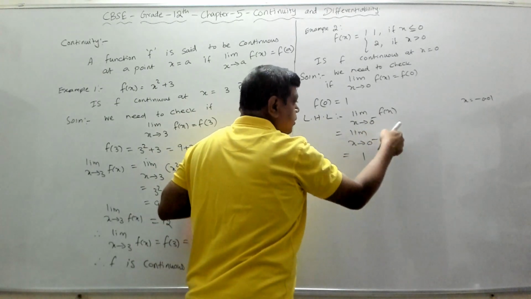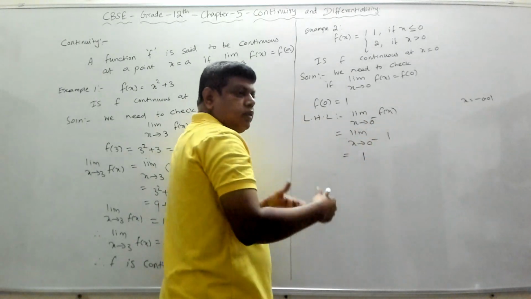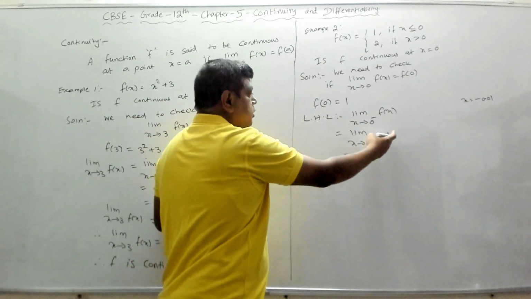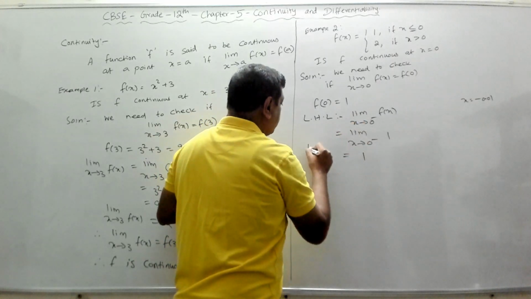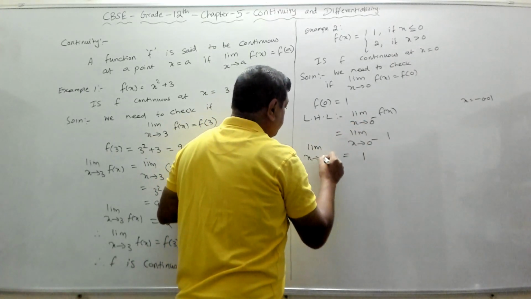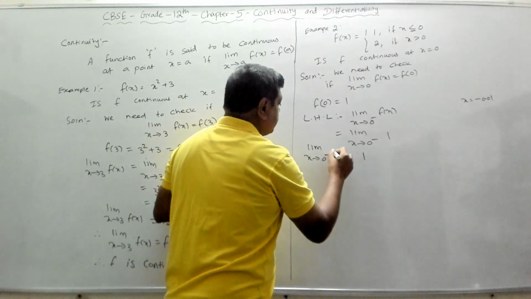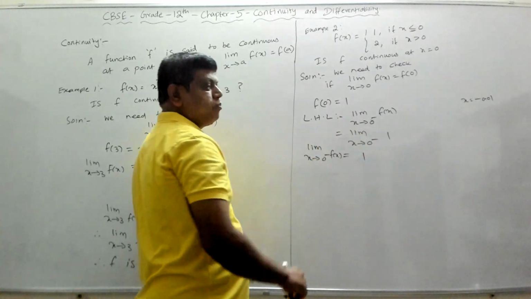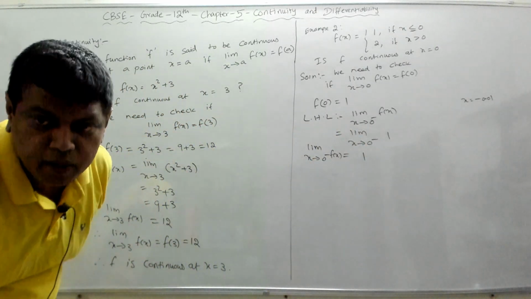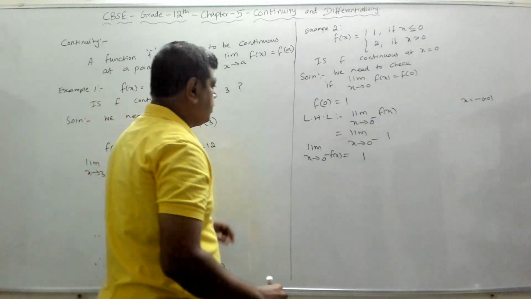If there is an x, we will substitute. Since there is no x, we cannot substitute. So we will write this 1 as it is. So left hand limit is what? Limit x goes to 0 minus f of x is equal to 1. So that is your left hand limit.